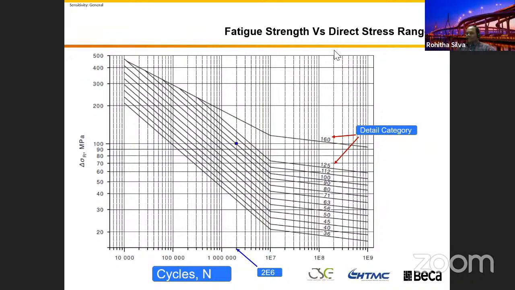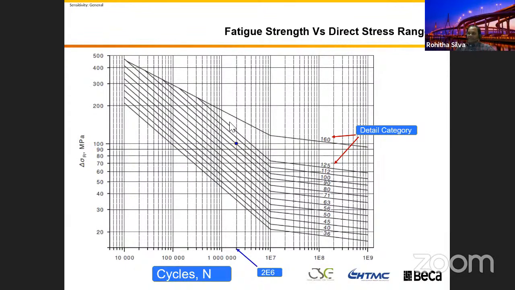Yeah, you can see these are the detail categories they call. I think if you go to different design standards, they have different ones, for example AASHTO calls them A, B, C, D, like that. And this is based on the Australian standard. You can see the fatigue stress range goes from 20 up to 500. And you can see these lines are detail categories. That is the different details you will see on the next page.